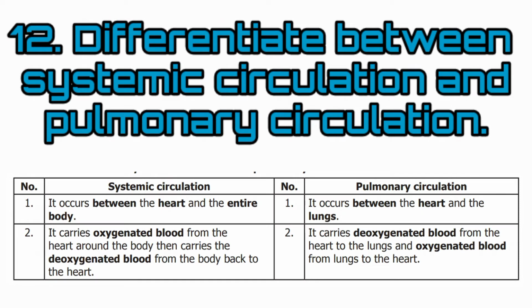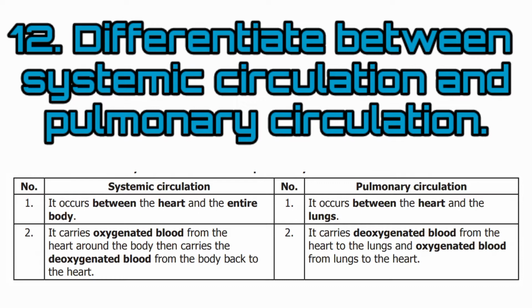Differentiate between systemic circulation and pulmonary circulation. Systemic circulation occurs between the heart and the entire body. Pulmonary circulation occurs between the heart and the lungs.